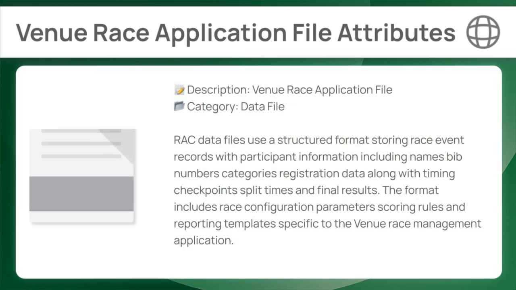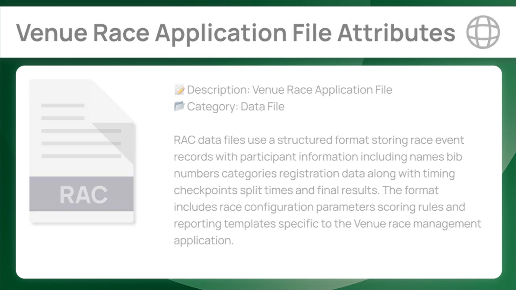RAC data files use a structured format storing race event records with participant information including names, bib numbers, categories, registration data, along with timing checkpoints, split times, and final results. The format includes race configuration parameters, scoring rules, and reporting templates specific to the venue race management application.